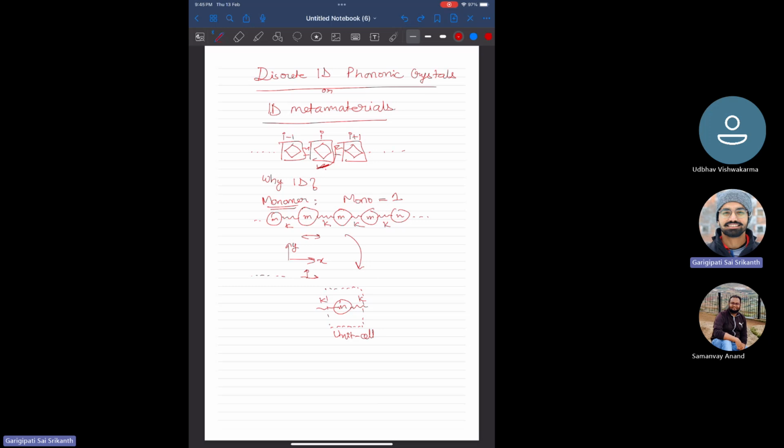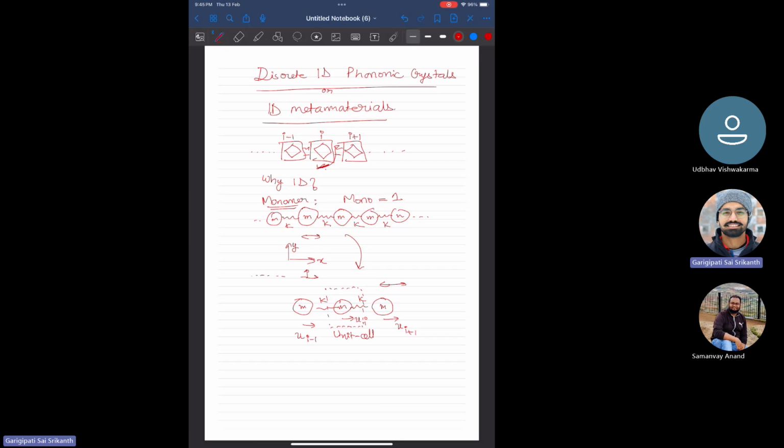So this is a unit cell, right? And we've said that the motion is constrained to the x-axis. So let's say there is another particle here, and another particle here. This is m, this is n. Let's say this degree of freedom is u of i, then this degree of freedom is u of i plus 1, and this degree of freedom is u of i minus 1.